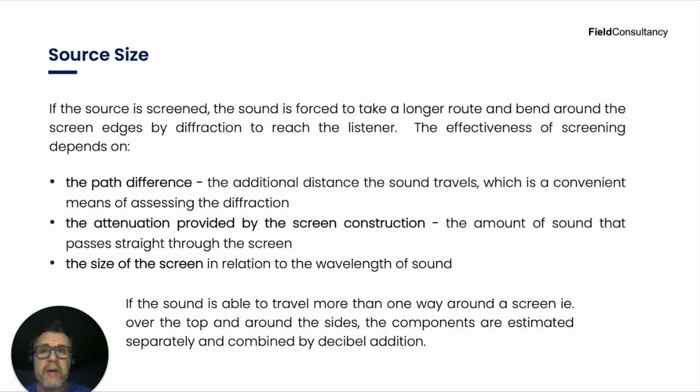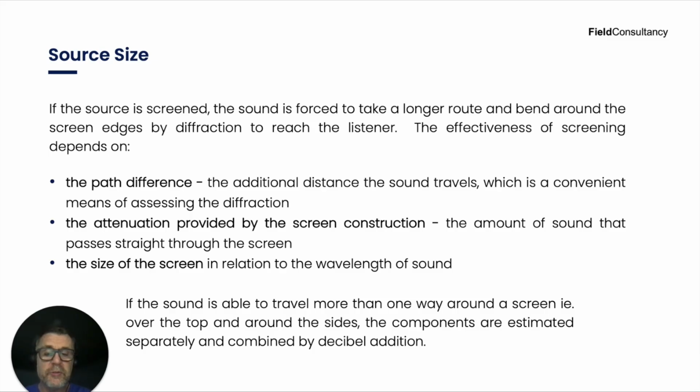So the screen or the barrier has to have enough mass to stop sound actually being transmitted through the material itself. The size of the screen in relation to the wavelength of sound. The screen size or the dimensions needs to be much larger than the wavelength of sound that we're trying to block. For instance, the wavelength of sound at 63 Hz is 5.4 meters. Therefore, to effectively block low frequency sound at 63 Hz, we have to have a barrier dimension that is much larger than 5 meters in all directions.